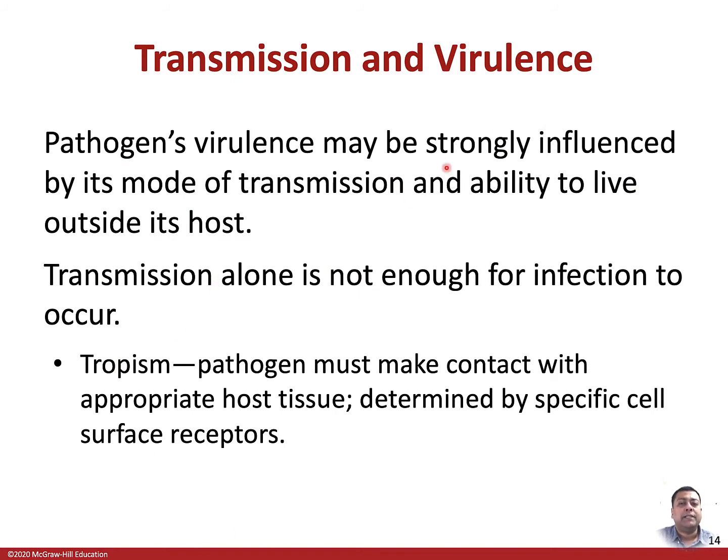The pathogen's virulence may be strongly influenced by its modes of transmission and the ability to live outside the host. So here we are looking at how transmission alone is not enough for the infection to occur. Here is a definition: tropism means the pathogen must make contact with the appropriate host tissue, and this is determined by specific cell surface receptors.